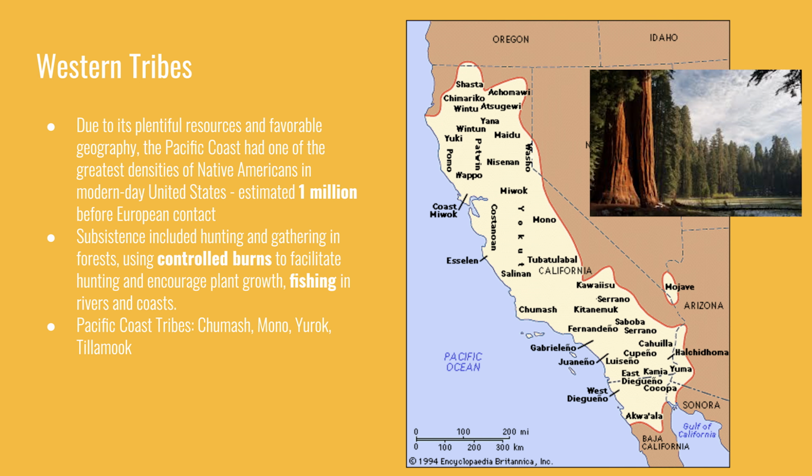Methods of subsistence included hunting, gathering in the forest, the use of controlled burns to facilitate hunting and encouraging plant growth, and fishing in many of the rivers that start from the Sierras going out to the Pacific Ocean. Some of the tribes that you can be familiar with here are the Chumash, the Mono, the Yurok, and the Tillamook. The Tillamook are actually a little bit further up north in Oregon. The picture on the right here is one from the Redwood National Forest. It gives a clear example of the environment that they were living in. There are huge sequoia and redwood trees in Central California and Northern California that would be spotted with marshes in which there would be wildlife that natives could hunt and eat.